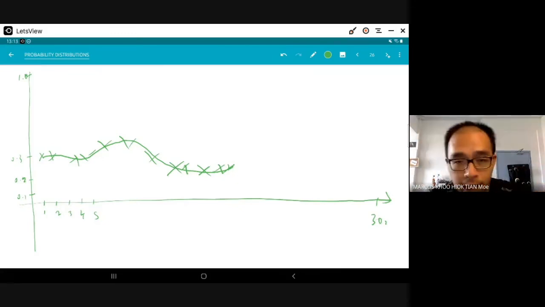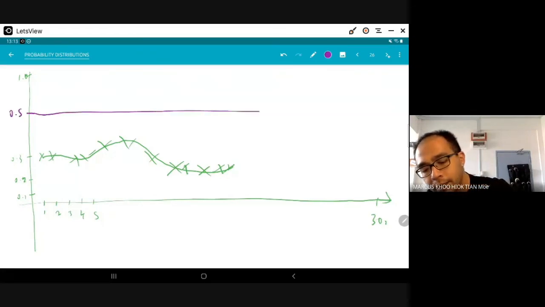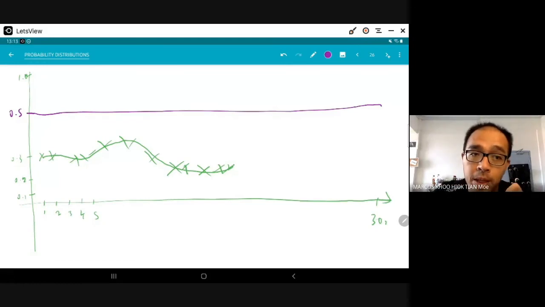Then on the same graph, draw a straight line to represent the theoretical mean. So change the color of your pen or use another color. We know that the theoretical value is 0.5. So at 0.5 over here, I want you to draw a straight line like this, all the way until 30. And then answer question D.